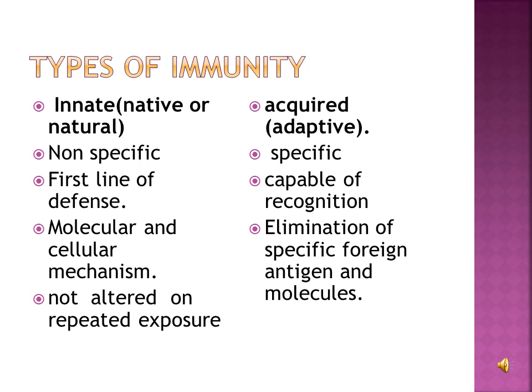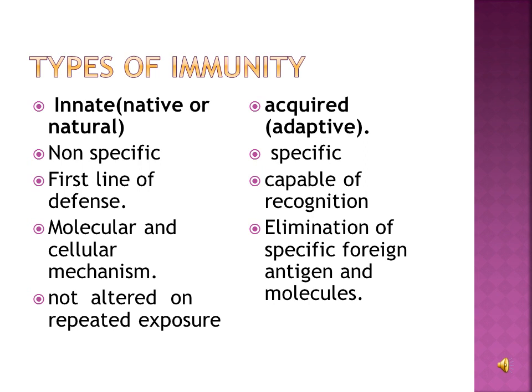Innate immunity is a set of disease resistance mechanisms that are not specific to a particular kind of pathogen or foreign antigen. That means they are very much non-specific. They are known as the first line of defense of our body system. They comprise different types of molecular and cellular mechanisms. They are not altered even after repeated exposure to a single kind of antigen or foreign element.